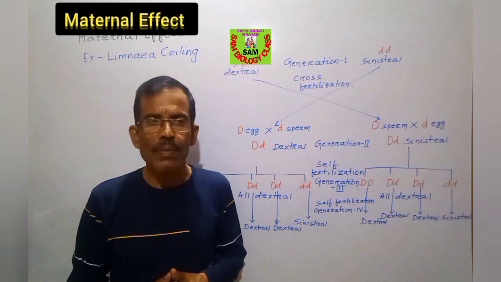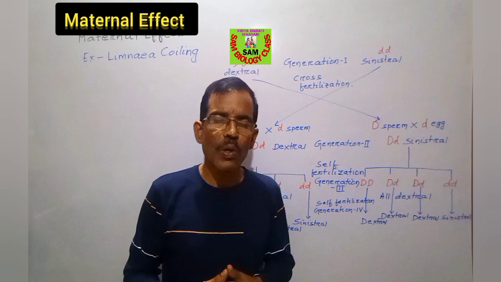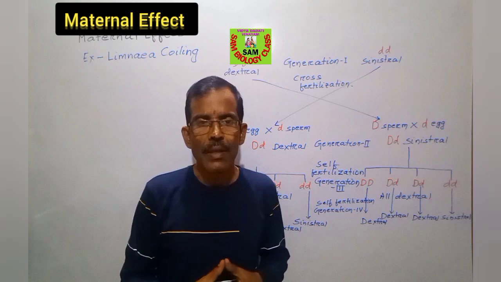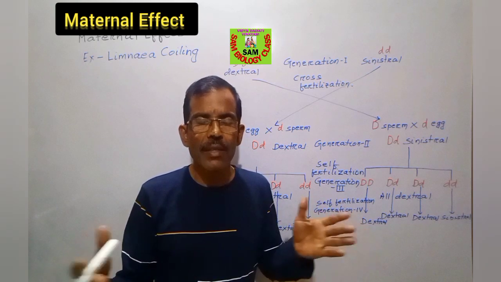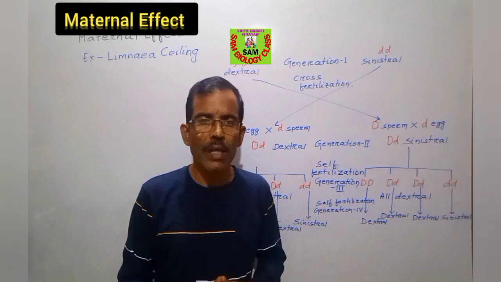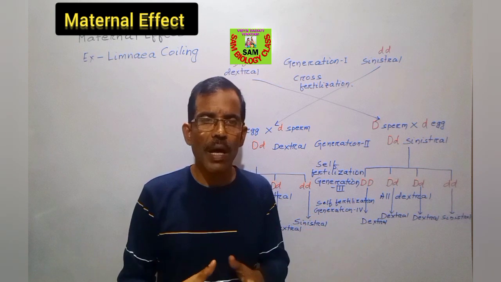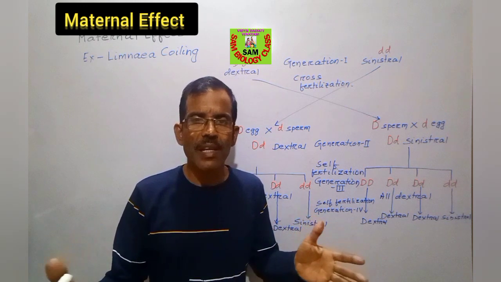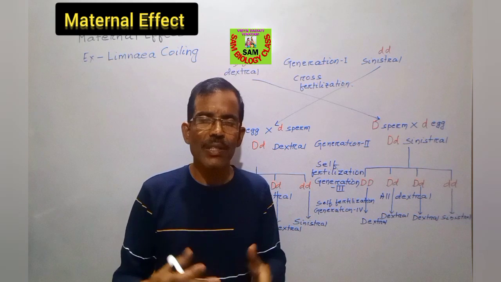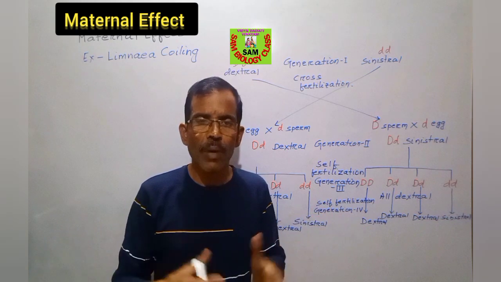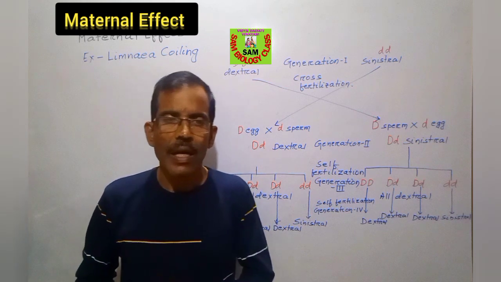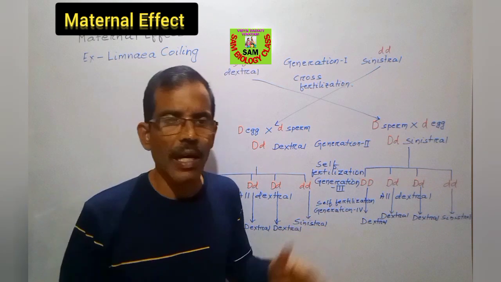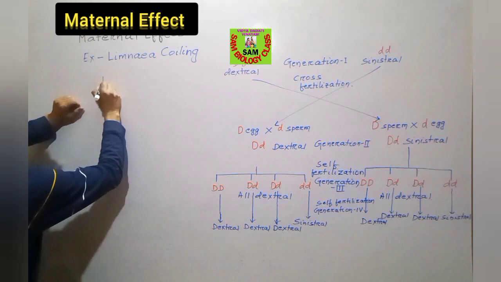So, in case of maternal effect, the nuclear genes of the female gamete are transcribed and then their genetic products, such as untranslated RNA or proteins, accumulate in the cytoplasm of the egg. After fertilization, when new cells are formed, these products are distributed among them and determine their phenotype. An example of maternal effect is in relation to the coiling of shell in the snail Limnaea peregra.